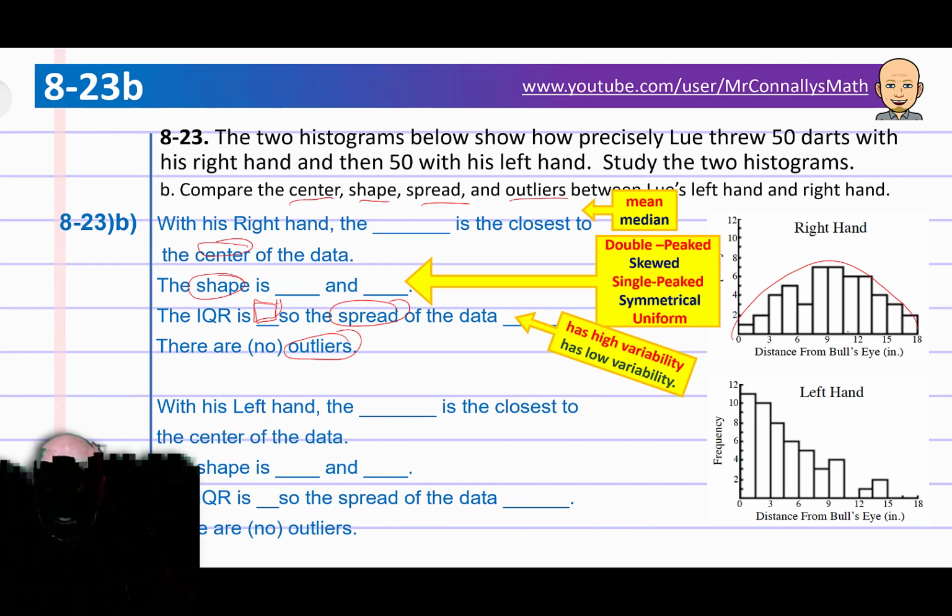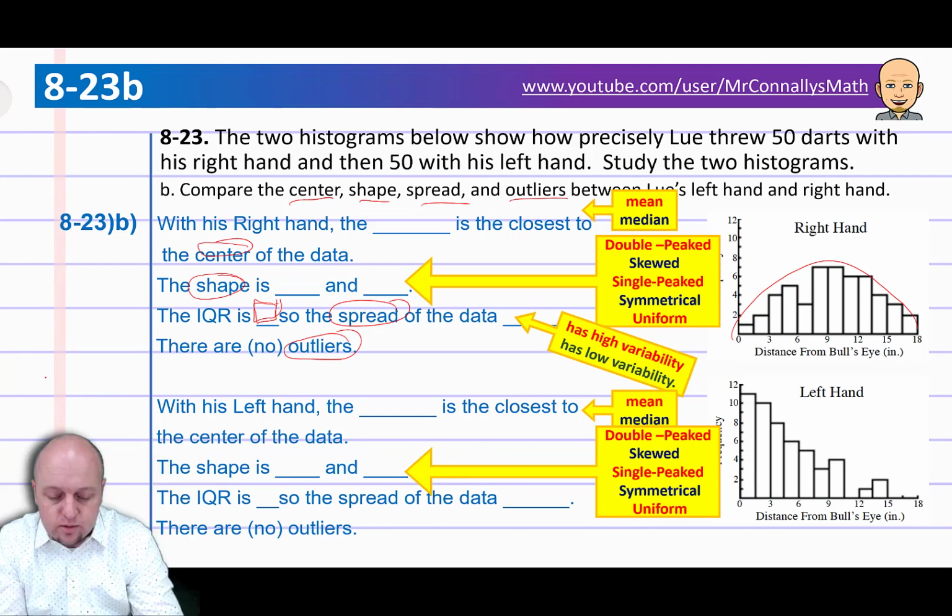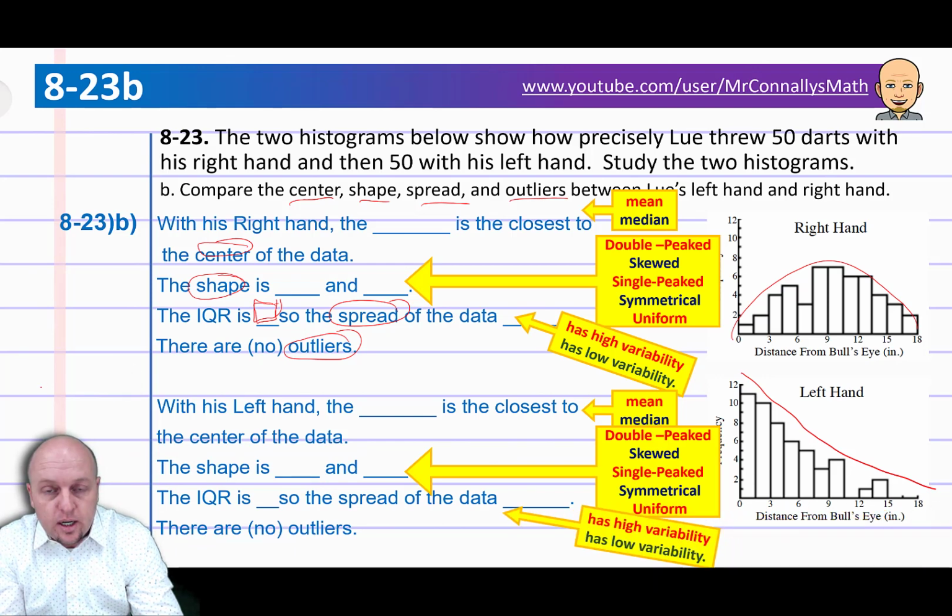And now let's do the same thing with the left hand. Is it the mean or median closest? Is it double peaked, single peaked, skewed, symmetrical, uniform? Pick two of those that describe this one. This one's a little different than the right-handed one. And then, let's see. And the last one, are there any outliers or IQR? So count the length of the box from the previous A question, and then write down about outliers for the last one. Okay, pause if you need more time.